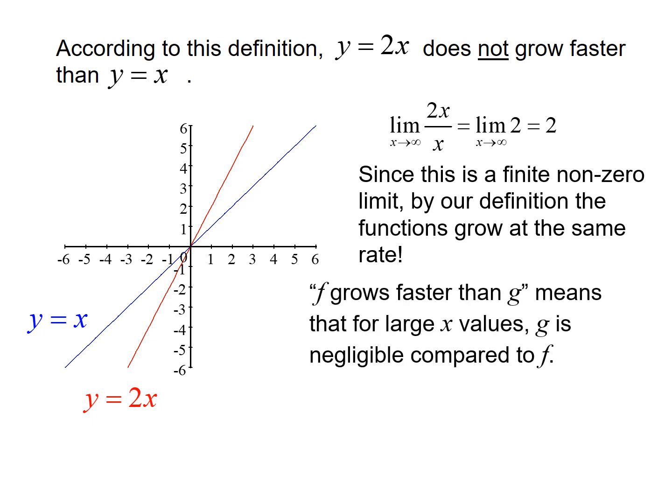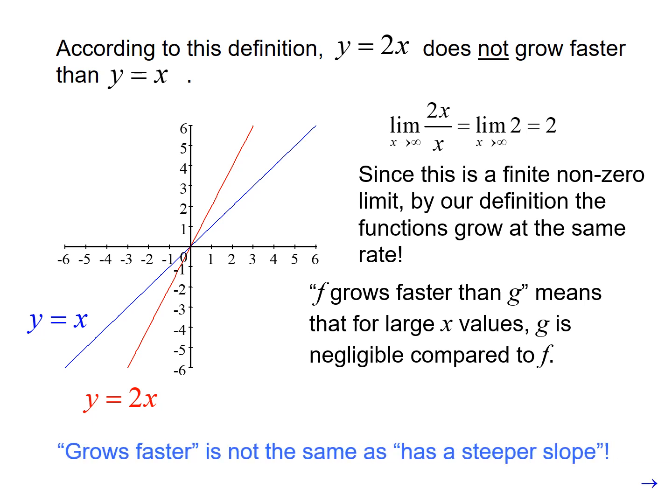So growing faster or growing slower does not have anything to do with the slope. It has to do with the magnitude of the two functions. Is there one that ends up completely taking over when we take the limit? And in this case, no. The limit as x goes to infinity is 2, so neither one of those is growing at a fast enough rate to pull this limit to infinity or down to 0.